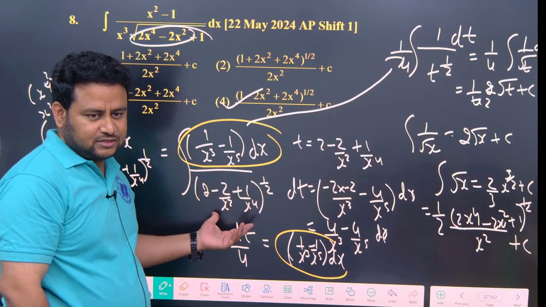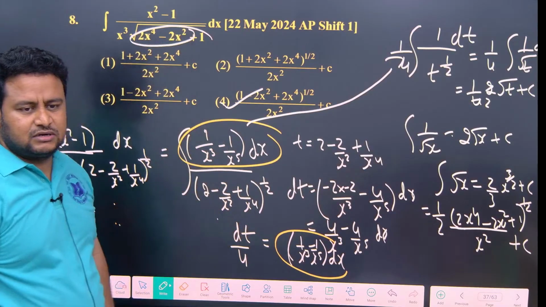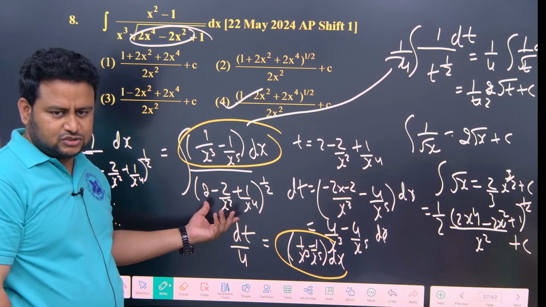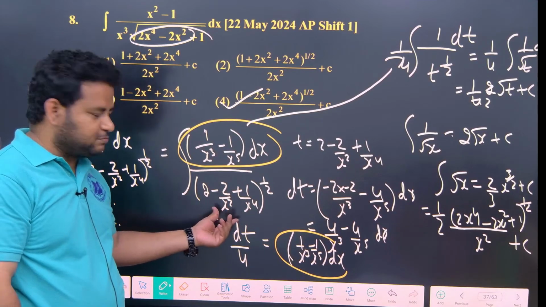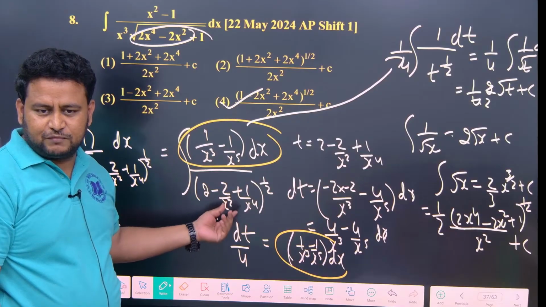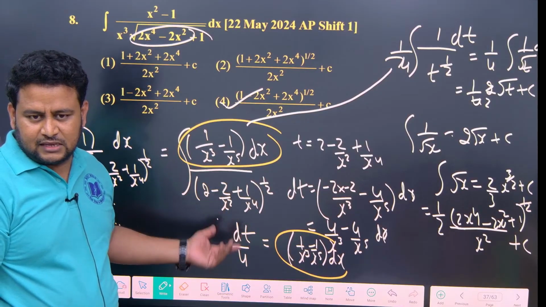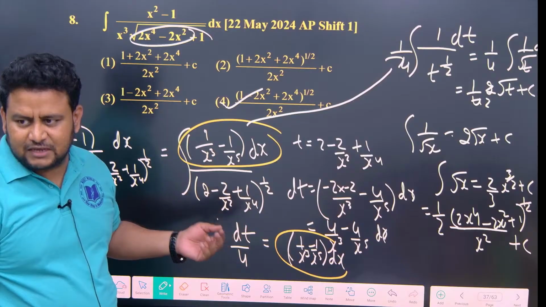You will get the same thing. Instead of taking LCM, take this. You will get it easily. Otherwise take LCM, that is also possible. If you take LCM, you will get x power 4 in the denominator. But x power 4, if you bring out of the square root, it will become x square. X power 6, if you bring out of the square root, it will become x cube, like that.